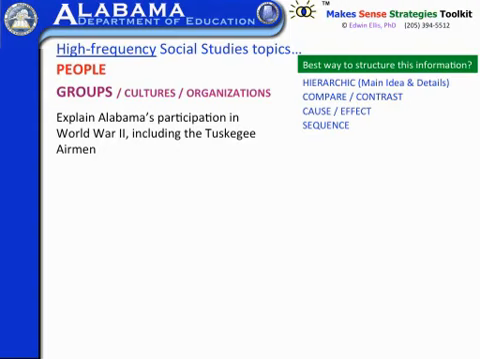Here's another example. Explain Alabama's participation in World War II, including the Tuskegee Airmen. And so that sounds like hierarchic in terms of what they did.